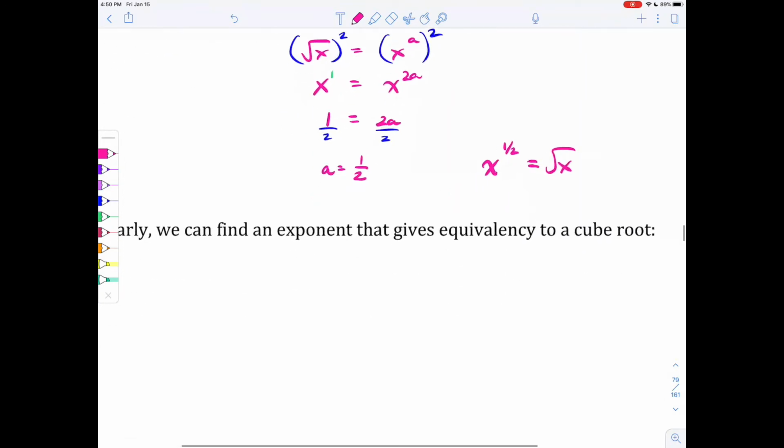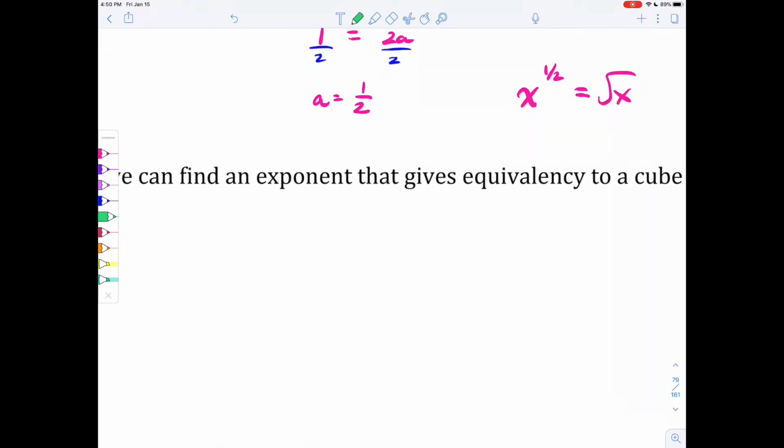Okay. So let's give it a go. Let's say I had x to the power of something, let's say that something's a. What would that a be to make that equivalent to the cube root of x? So we're trying to find a value for a in which when we take x and raise it to the power of a, it is equivalent to saying we're cube rooting that value of x.